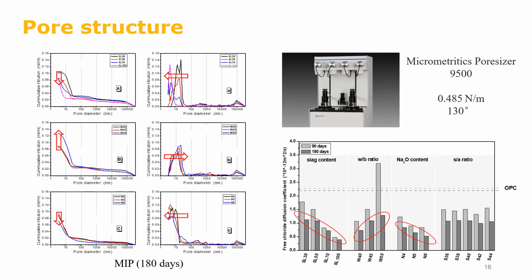Here are the total porosity and pore size distribution at 180 days. Generally, mixtures with high slag content, low water-to-binder ratio, and high alkali content had low total porosity and small pore size, which means a better pore structure and hence better chloride resistance. This result is consistent with the change of the D.